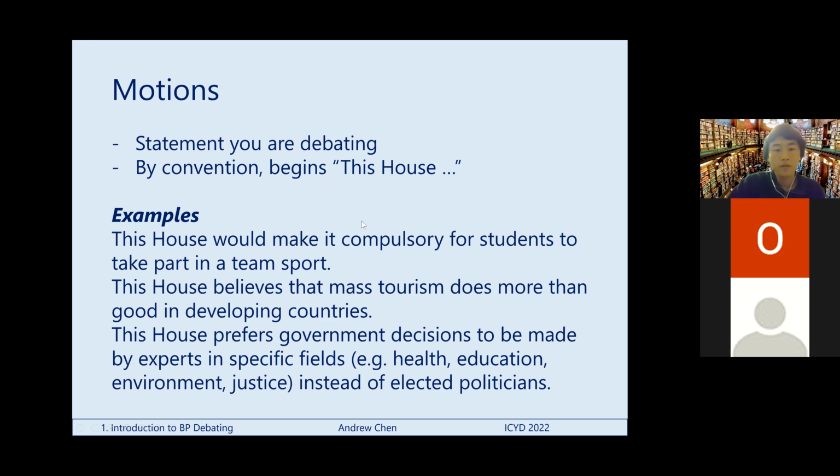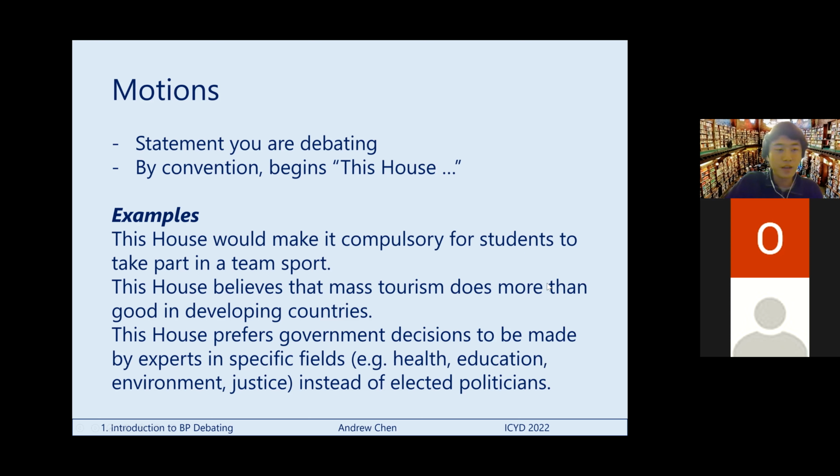And we've got a couple of examples here. So this house would make it compulsory for students to take part in team sport is a motion that we might debate. This house believes that mass tourism does more harm than good. There's a typo there, I'll fix that later.